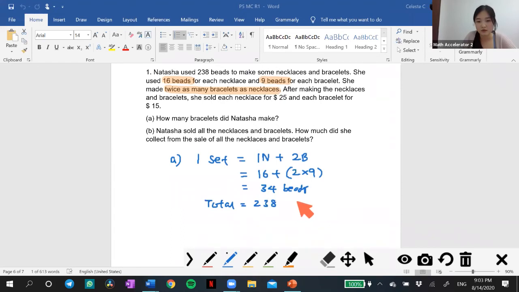So what we're trying to find is how many sets of 34 beads are inside this total of 238. So you can imagine you have one set of 34 beads. So you keep adding until you reach 238. So number of sets will be total divided by 1 set. Okay, so you have 7.